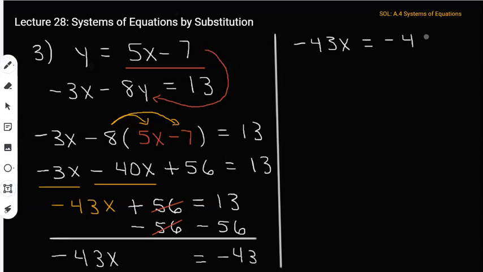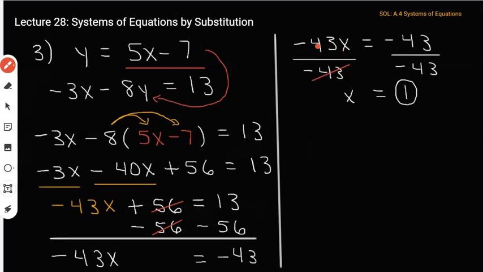So there's really only one more thing to do, and that's to divide both sides by negative 43. And then I'll figure out what x is. Yes, positive 1. That's going to be my x value.